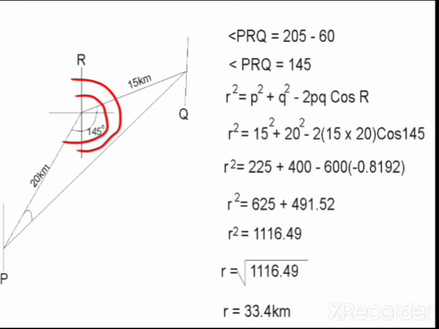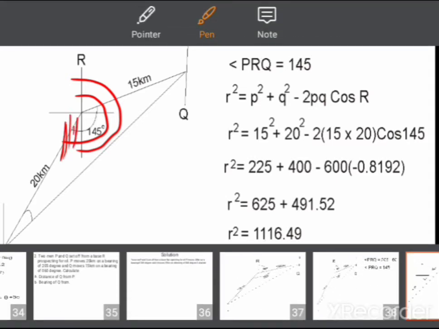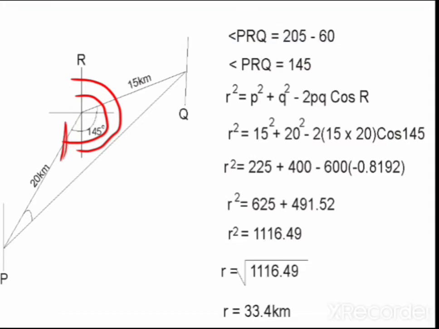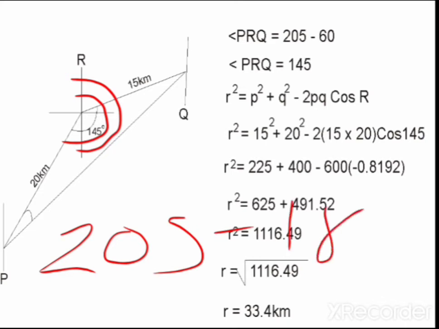Now this small region. This angle here, let me shade it. I think it's better now. So we're looking for that region. What we simply know is that the entire region is 205, the entire angle turned by P. If we subtract 180 from it, we will get this little angle here.